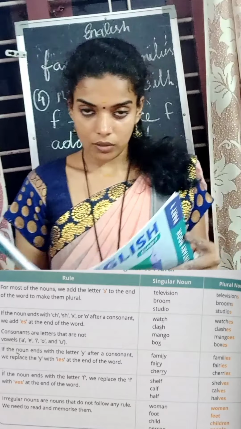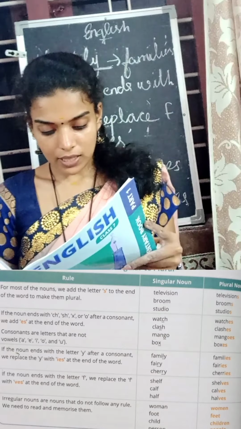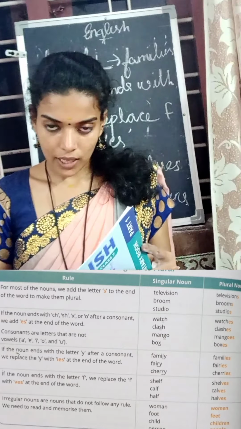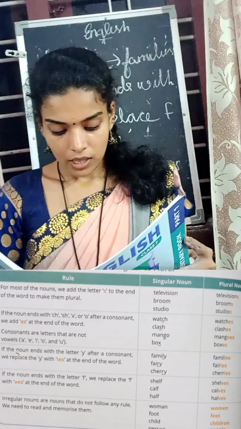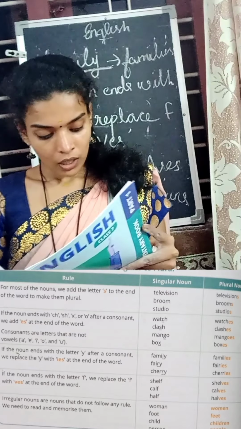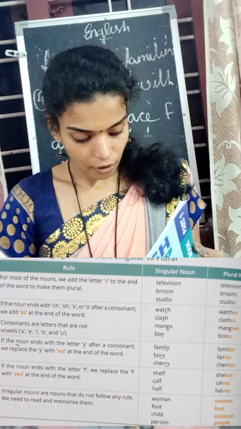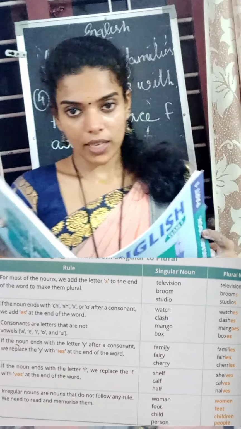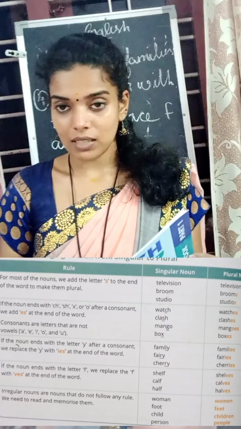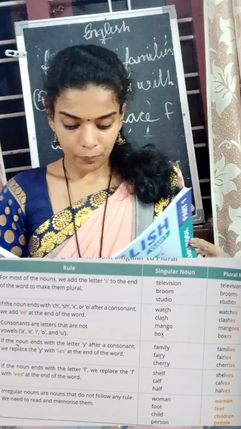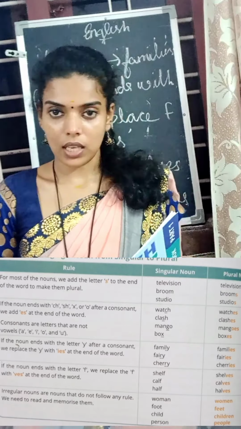If the noun ends with letter F, we replace the F and write VES at the end of the word. Shelf, shelves. Calf, calves. Half, halves. Irregular nouns are nouns that do not follow any rule. We need to read and memorize them. So woman, women; foot, feet; child, children; person, people.